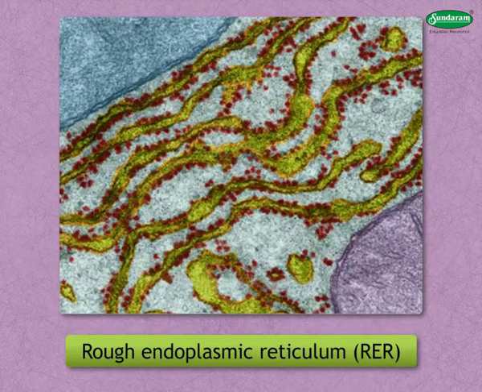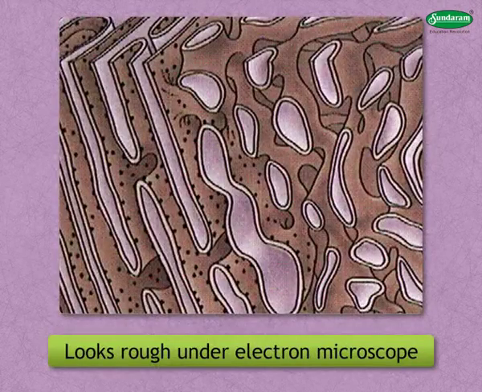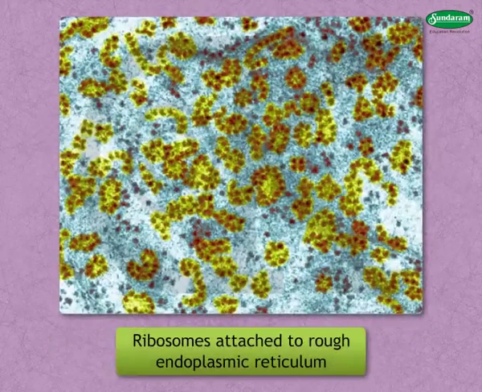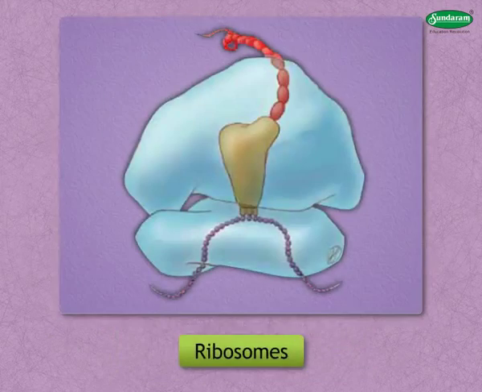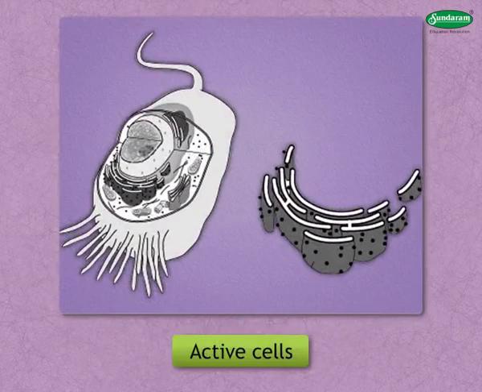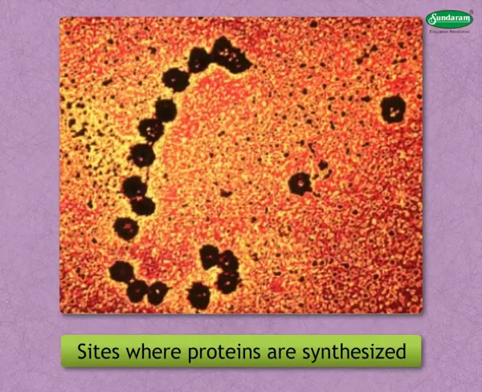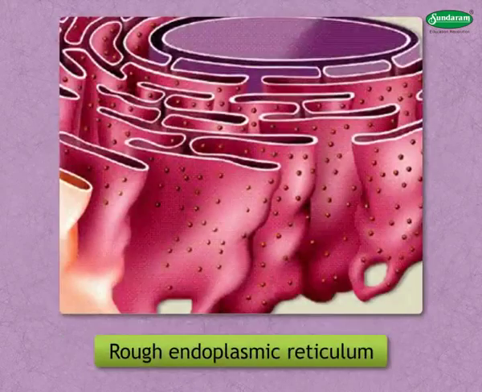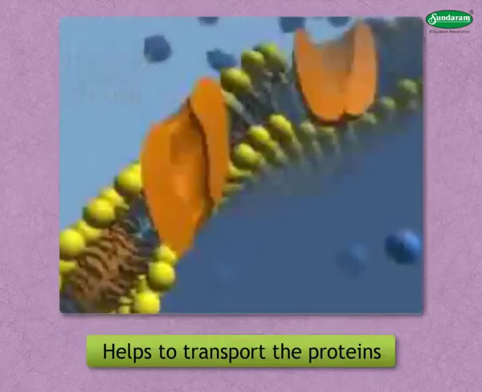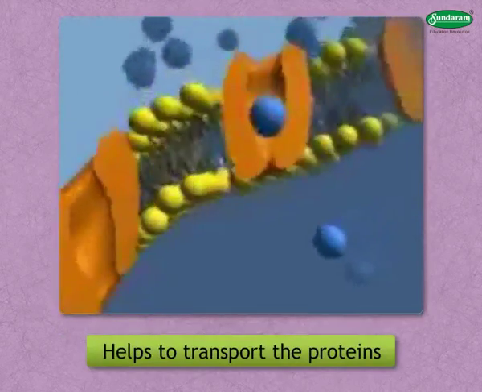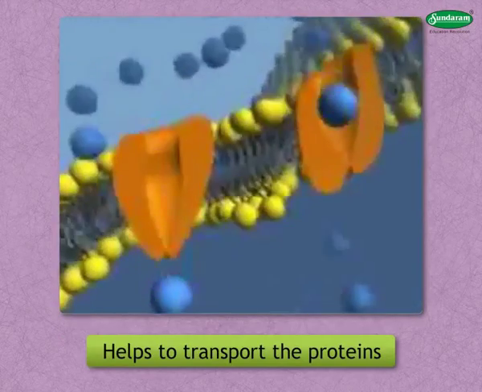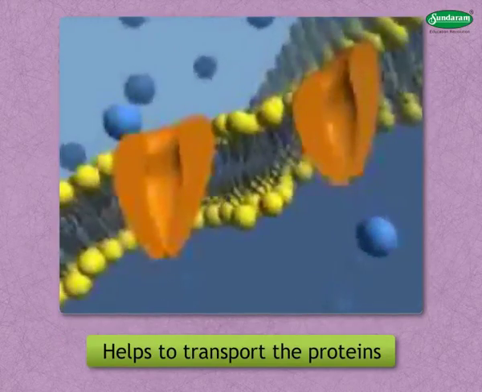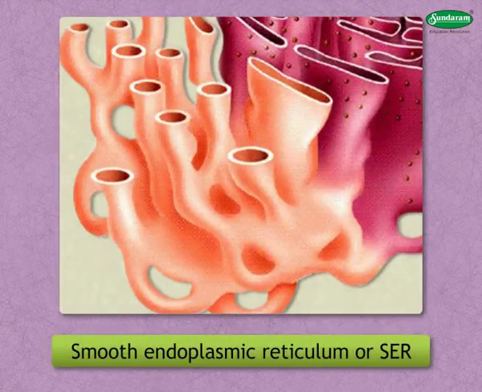It looks rough under an electron microscope as it has particles called ribosomes attached to it. Ribosomes are present in all active cells. They are the sites where proteins are synthesized. Rough endoplasmic reticulum helps to transport the proteins synthesized by ribosomes to that part of the cell where they are needed. Smooth endoplasmic reticulum, or SER.